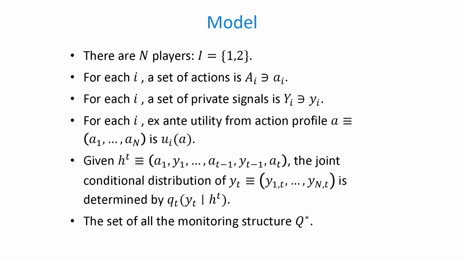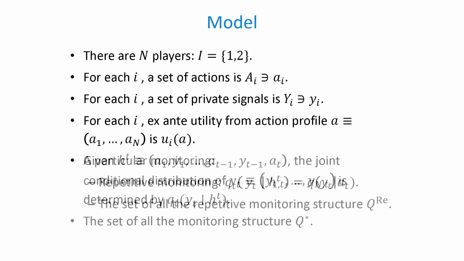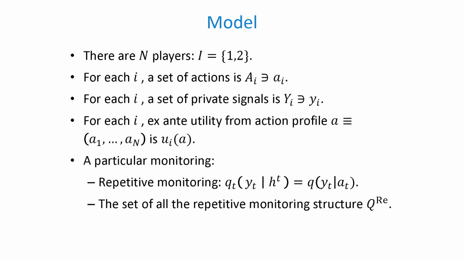Okay? And we use Q star to denote the set of all monitoring structures. So Q star contains any kind of history dependent monitoring structure. And specifically, when we want to consider a particular monitoring structure which is repetitive, which means that the distribution of signals in period t is stationary and depends only on today's action, then we say that this monitoring structure is repetitive, and we use Q_RE to denote the set of all repetitive monitoring structures. Okay?